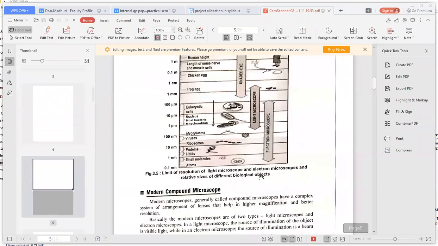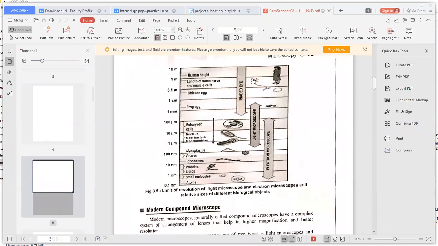So Antony van Leeuwenhoek made different microscopes, and this is the scale by which you can see the microorganisms. Here you need a light microscope. A light microscope is used to see eukaryotic microorganisms, and organelles such as the nucleus, and most bacteria can be seen, mitochondria can be seen. This much range is seen through a light microscope, and beyond this, if the size decreases, you need an electron microscope, and above this you can see through the naked eye.